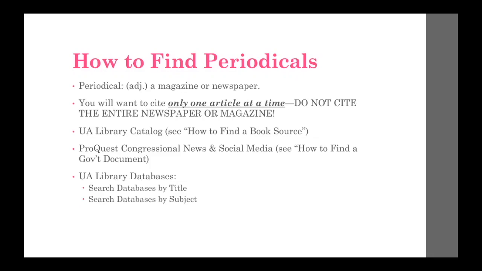So, you'll be able to find newspaper or magazine articles using the UA Library Catalog. So you can go back to see how to find a book source. You can filter your search by different source types. Then, as I mentioned earlier, you can also use ProQuest Congressional News and Social Media page. You can also go through the UA Library databases and search databases by title or search databases by subject. So very briefly, I'll draw your attention to some different research databases for periodicals.